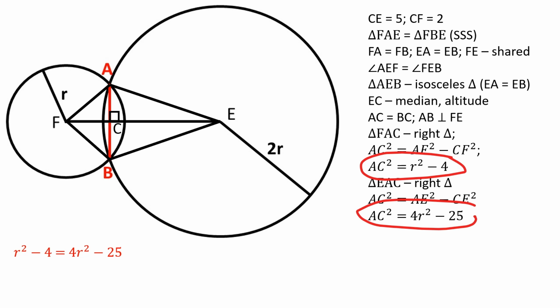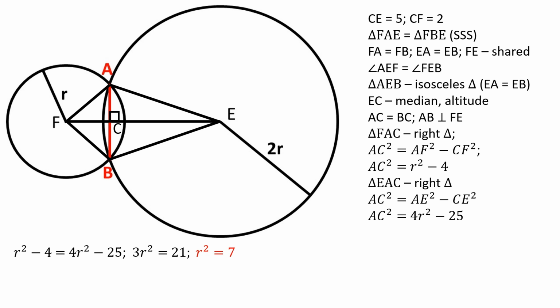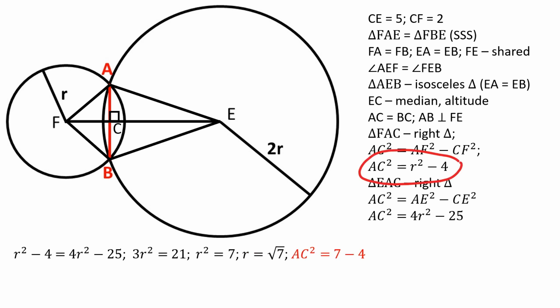Let's equate these two expressions, and after simplifying the equation, we are left with R equal to square root of 7. Using this value, we can find AC, which is equal to square root of 3. And since AC is equal to BC, AB is equal to 2 square roots of 3.